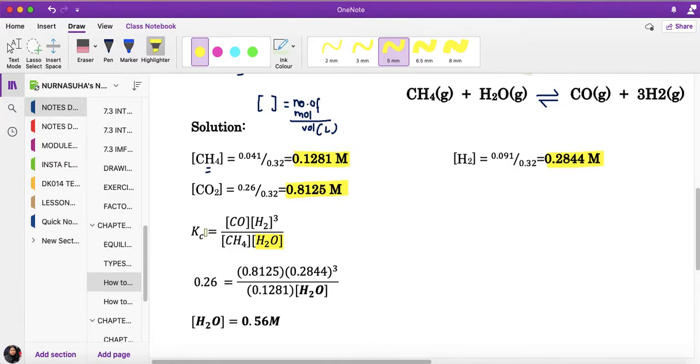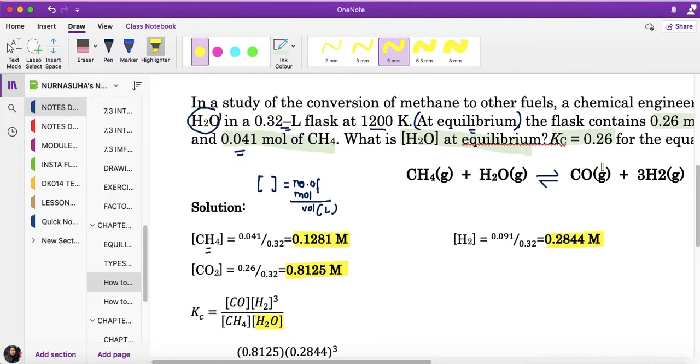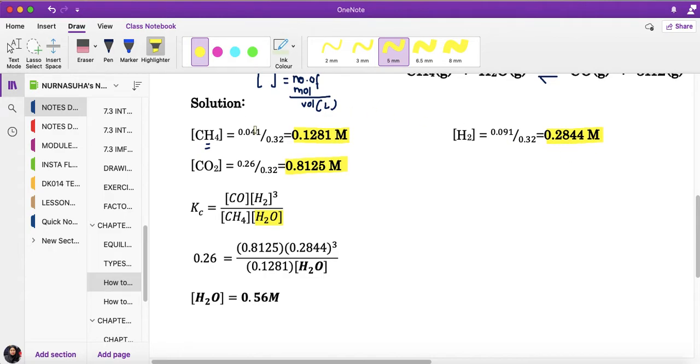So Kc dia ada bagikan dalam soalan tadi 0.26. So what you have to do is the next one, key in all the data that you have, make sure betul lah. Maksudnya concentration of CO.